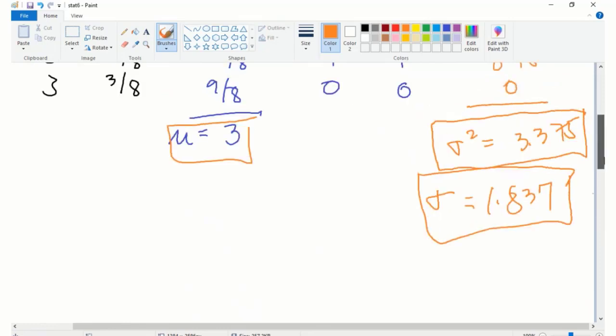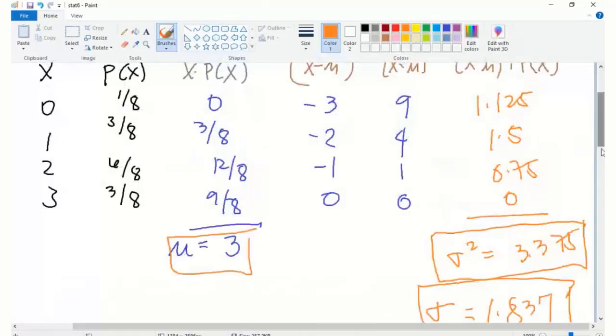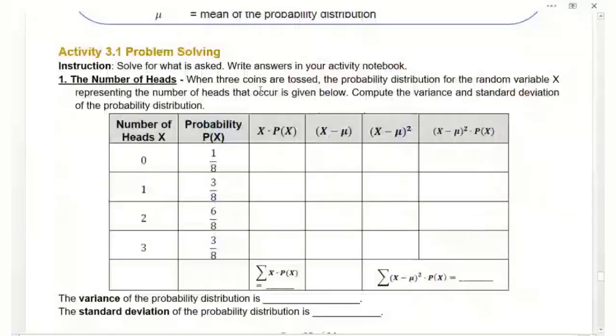Tapos sabihin nyo dito, the variance of the probability is 0.75. The standard deviation is 0.866. So, yung dito, no? When 3 coins are tossed, the average number of heads is 1.5, but there is a dispersion of 0.75 or 0.866. And that's it, guys.